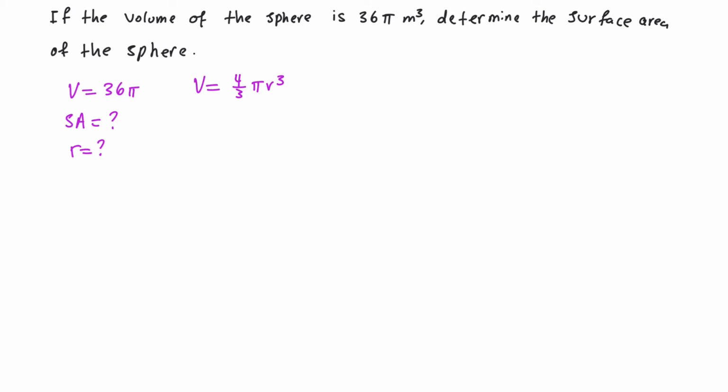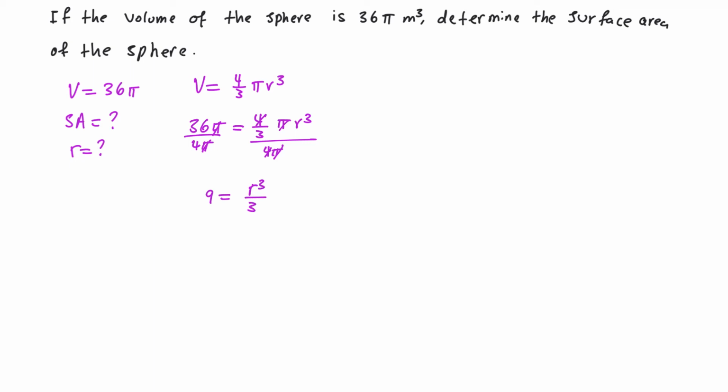Alright, so the volume is 36 pi. I'm just going to substitute the value in. I get 36 pi equals 4 over 3 pi r cubed. I am going to isolate r cubed, I'm going to divide both sides by 4 pi. The pi's will cancel, the 4's will cancel, pi here will cancel. This is so nice. So I get 9 is equal to r cubed over 3.